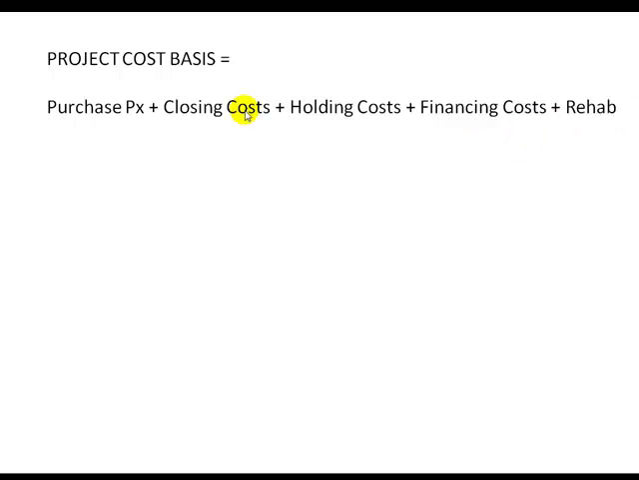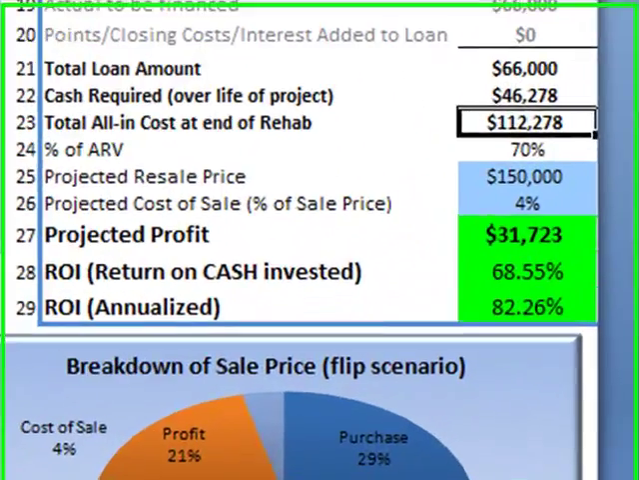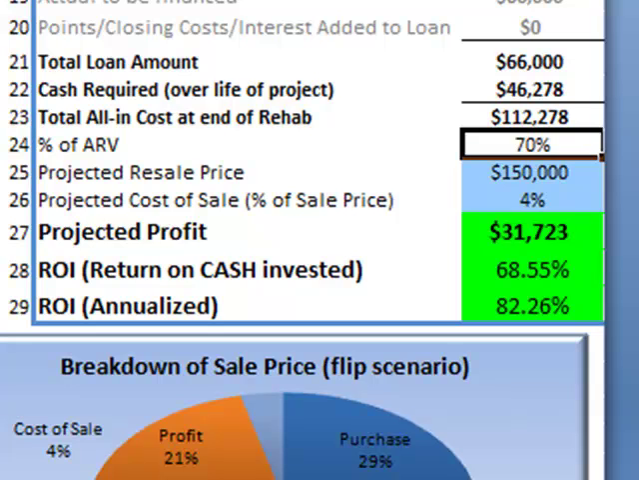So all of these things together constitute the project cost basis. And going back to my spreadsheet, as you can see, given my analysis when I was going into this deal, I could tell that my cost basis after everything would have been right at 70% of the after repair value. And because I was being conservative, I projected the resale price to be lower than the after repair value. So I only projected I would sell the house at 150 instead of 160.